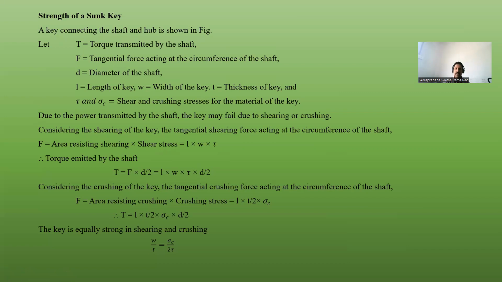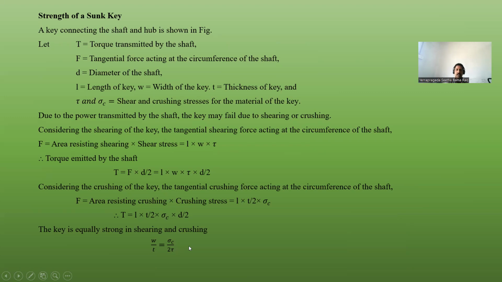If we consider the crushing of the key, the tangential crushing force acting at the circumference of the shaft is given by F equal to the area resisting crushing times the crushing stress, which is L into t by 2 into sigma C. Therefore, T equals L into t by 2 into sigma C into d by 2. If the key is equally strong in shearing and crushing, we obtain the relation W by t equal to sigma C by 2 tau. From this, we can say the crushing stress in the key is 2 times the shear stress.